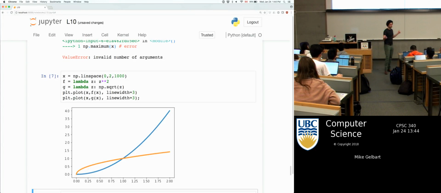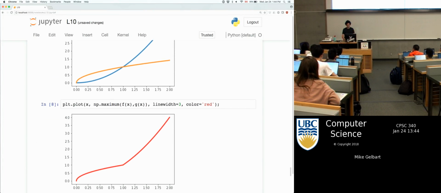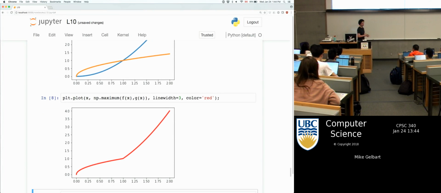The max of x squared and square root x depends on which x you pick. So you plug in x, you compute the 2 things, see which one's bigger, that's the value you return. And so if I write this in Python with np.maximum, it looks like this. In other words, the max of f of x and g of x is another function of x.